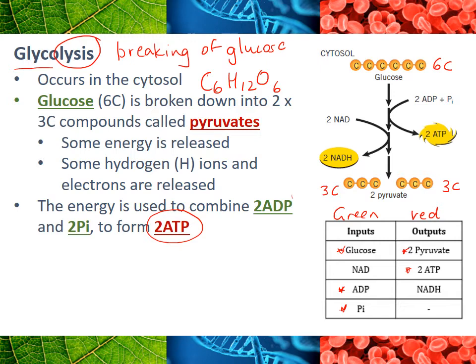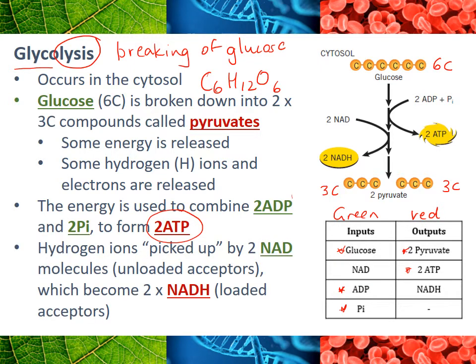We also have, you notice in the inputs, NAD, which is another one of our coenzymes. So these hydrogen ions that were released when the glucose broke down, some of those are picked up by the NAD molecules, and they now become NADH. And we know that the job of these unloaded coenzymes is to move molecules around. So these NADH pick up the hydrogen, although they have become loaded acceptors when they have picked up their hydrogen.